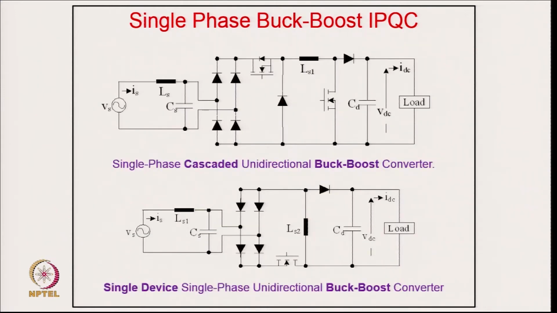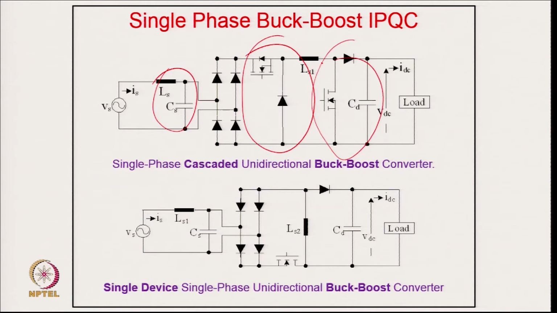So, coming to the first category: single phase buck boost improved power quality converters. The simplest topology is the single phase cascaded unidirectional buck boost converter. What do we do in cascaded? First, with the EMI filter, we put a buck converter and then it is followed by the boost converter.